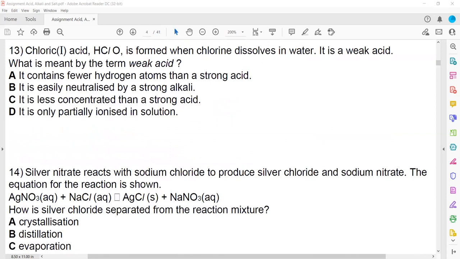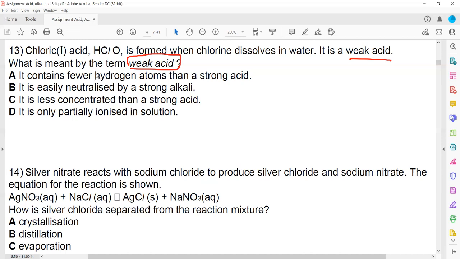Now, chloric acid HClO is formed when chlorine is dissolved in water. It is a weak acid. What is meant by the term weak acid? What is the definition of weak acid? First thing, what are acids? Acids are proton donors. So this will donate a proton, or give a proton in the solution. So it contains a few hydrogen atoms.